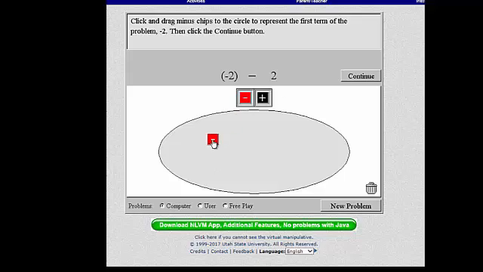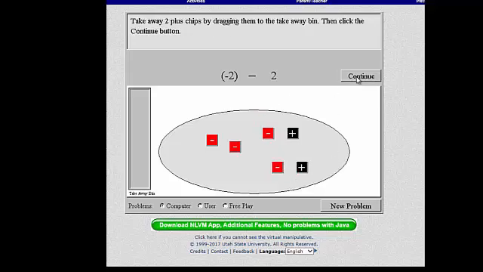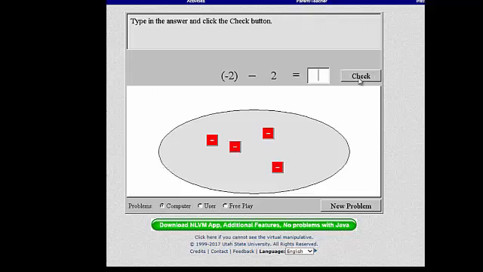Let's try another problem. Okay, I'm starting with negative 2 and I want to subtract positive 2. Well, I have no positives to take out. Can't take out 2 black positive chips. So I'm going to need to put in 2 zeros basically. And when I take out those 2 positive chips, what am I left with? 4 negative chips. So this answer is negative 4. We'll do one more together.